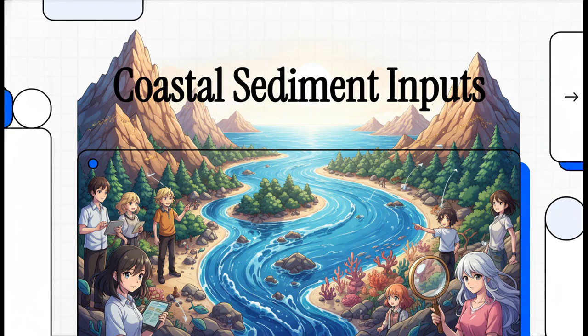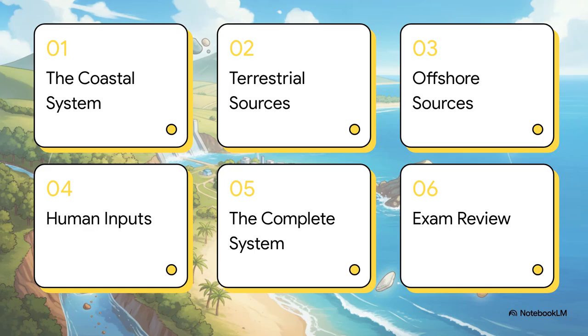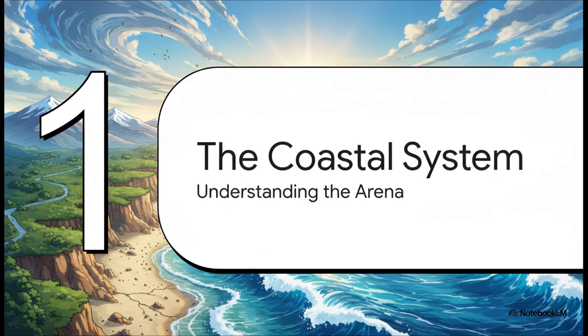Today, we're going to track exactly where this material comes from, mapping out the complex environmental pathways that keep our coastlines moving. Okay, here's our game plan. First, we'll define the coastal system itself. Then, we'll break down the three main input factions: terrestrial sources, offshore sources, and human inputs. After that, we'll lock the pieces together in the complete system, and finally, wrap things up with a quick exam review.